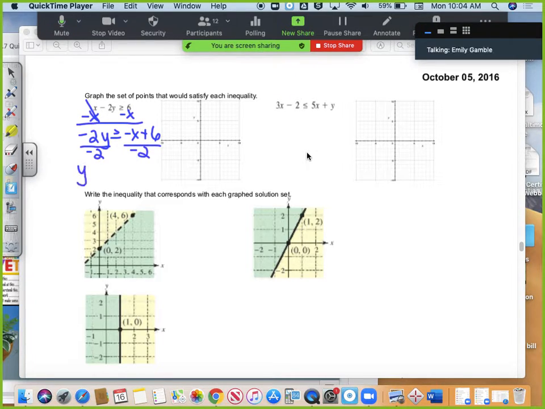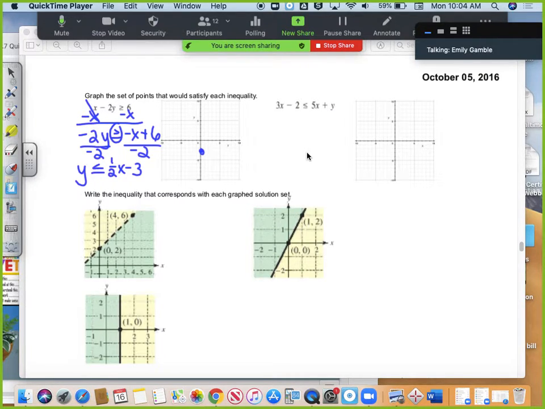You just have to be really careful because when you have inequalities and you divide by a negative, the sign flips. So it's going to turn into less than or equal to. Negative 1x divided by negative 2 will become a positive 1 over 2x. And then 6 divided by negative 2 is negative 3. So the inequality that I would graph from that first example is y is less than or equal to 1/2 x minus 3.